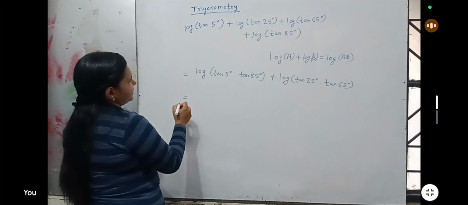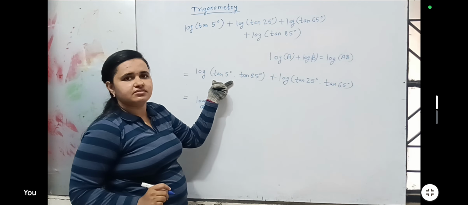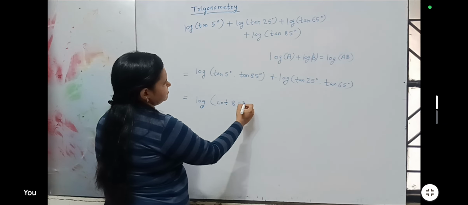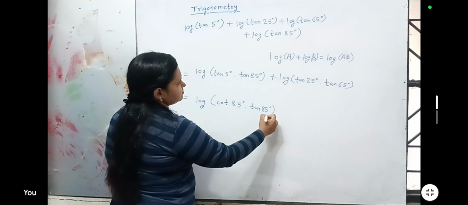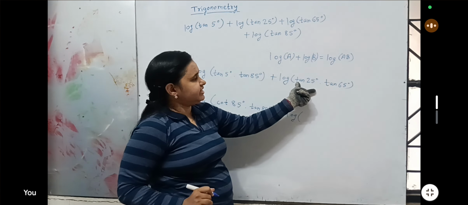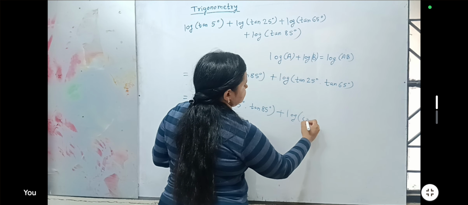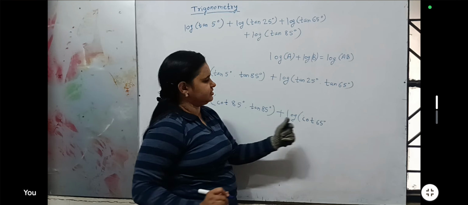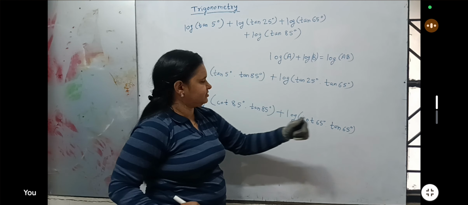Now we can write tan 5 degree as cot of 85 degree, and tan 85 degree will be as it is. Plus, here also we can write tan 25 degree as cot 65 degree, multiplied by tan 65 degree, which will be as it is.